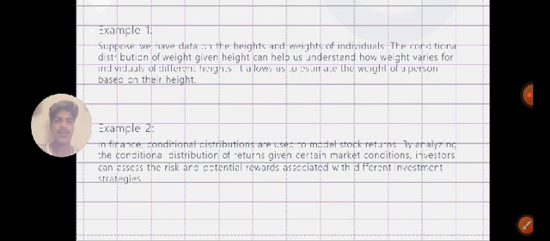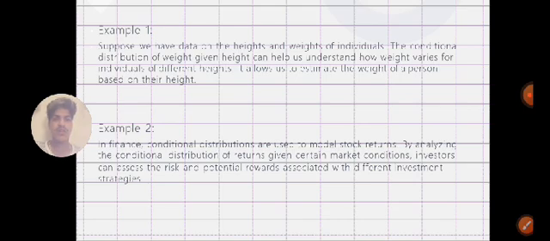Example 1. Suppose we have data on the heights and weights of individuals. The conditional distribution of weights given height can help us understand how weight varies for individuals of different heights. It allows us to estimate the weight of a person based on their height.